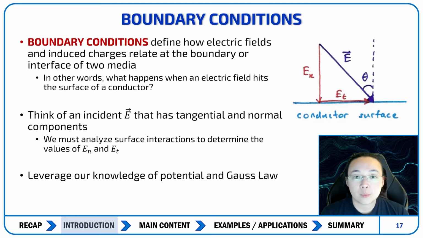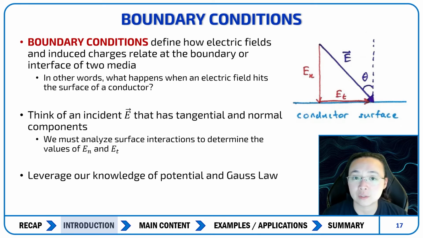So the last section I want to talk about is the boundary conditions that we have to consider when we take a look at conductors and electric fields. If I have a conductor surface over here, this means that when an electric field hits that surface, there's going to be a normal component and then a tangential component. And the angle from the normal is theta.